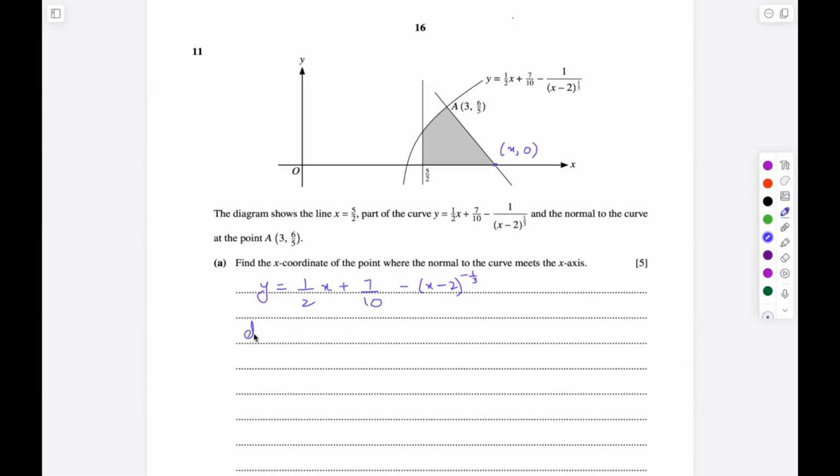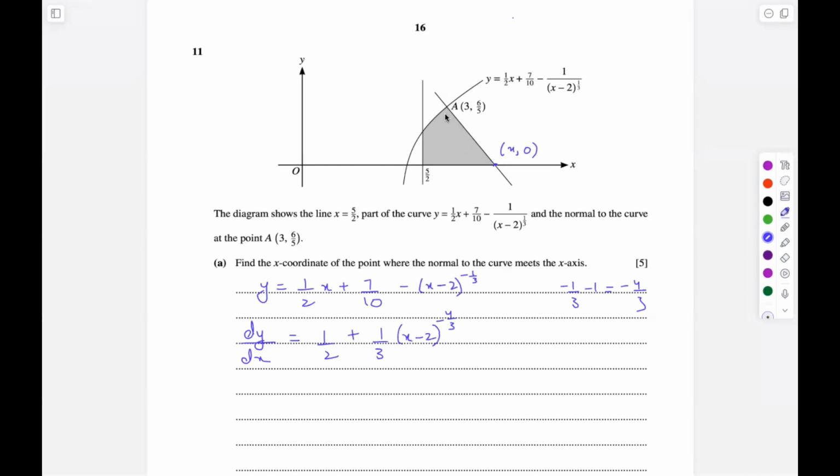Finding the dy/dx, which will give us the gradient of the tangent, this will be 1/2. Differentiating 1/2 x will be 1/2, 7/10 will become 0. Now multiplying −1/3 by the minus, this will become a plus 1/3 into (x − 2), and −1/3 − 1 will be equal to −4/3. So this will be −4/3.